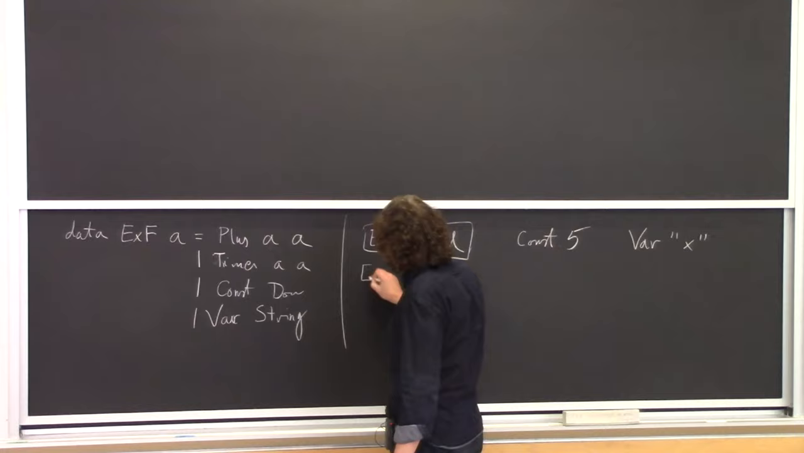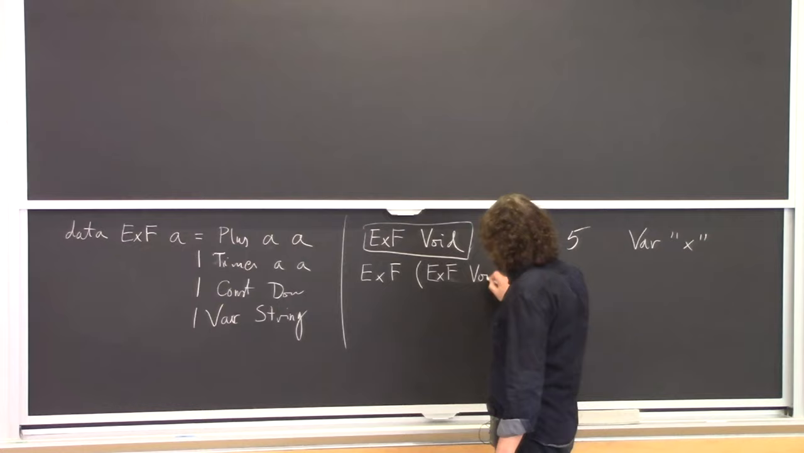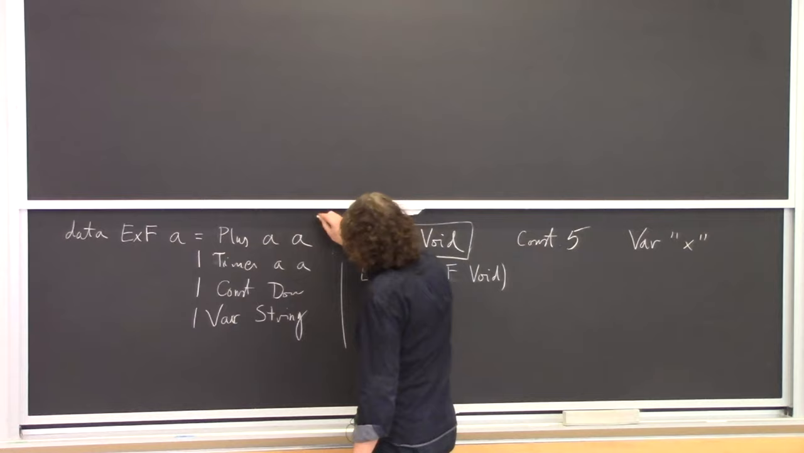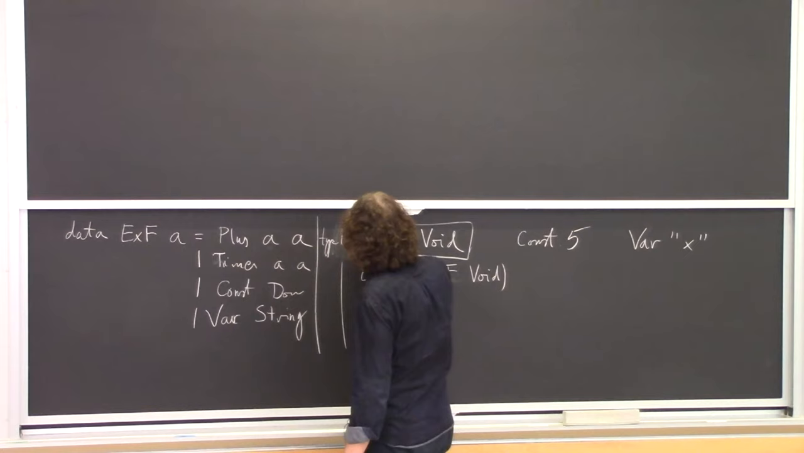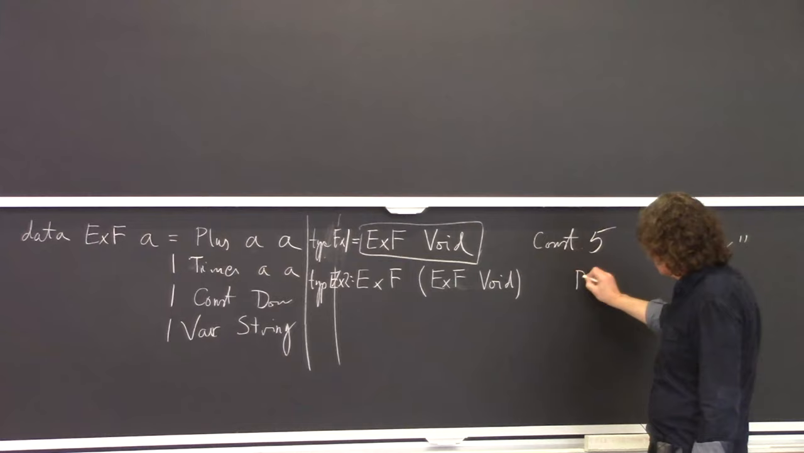If I want to construct something more interesting, I can do this trick, ExF, and I can put any type in here. So why don't I put ExF void, the type that I have just created here? Whatever we call it, type ex1. And this is type ex2. And now I can still construct these terms, but I can also say things like plus.